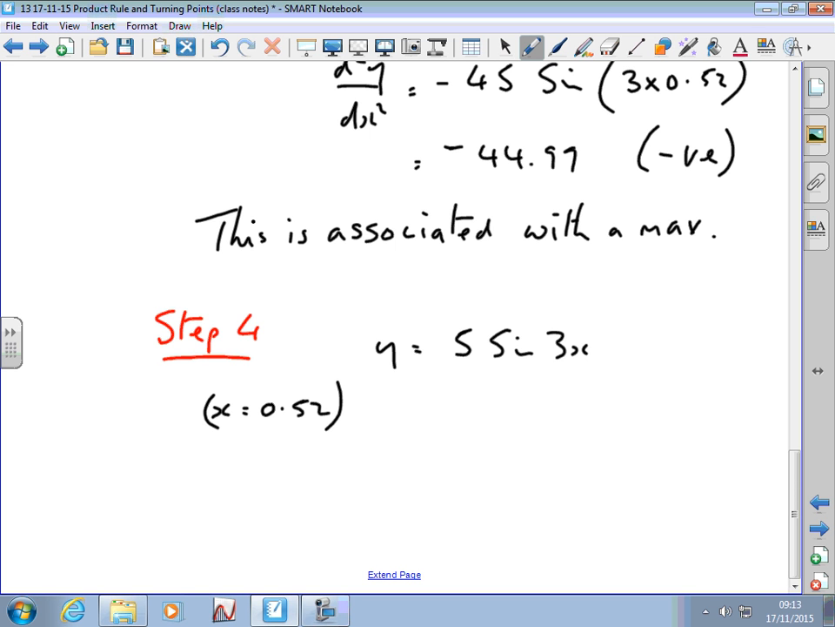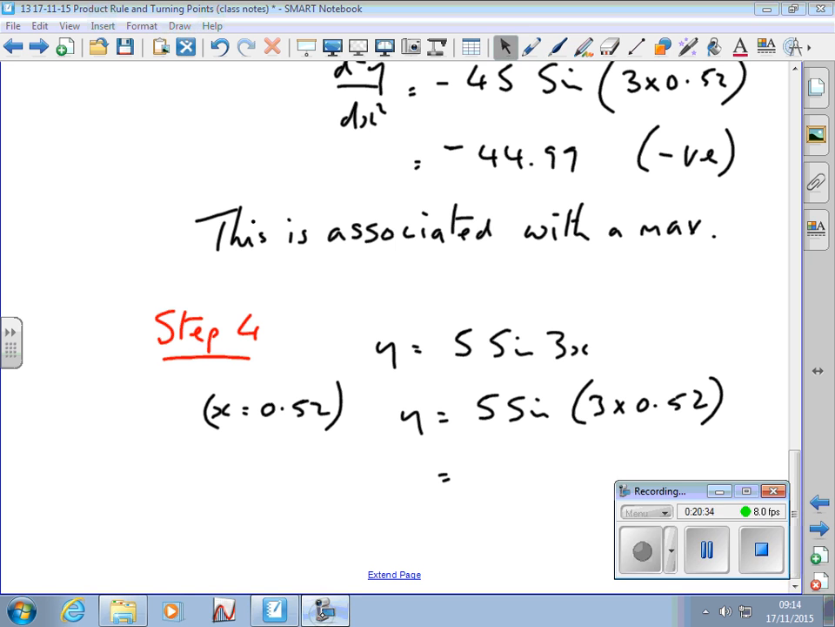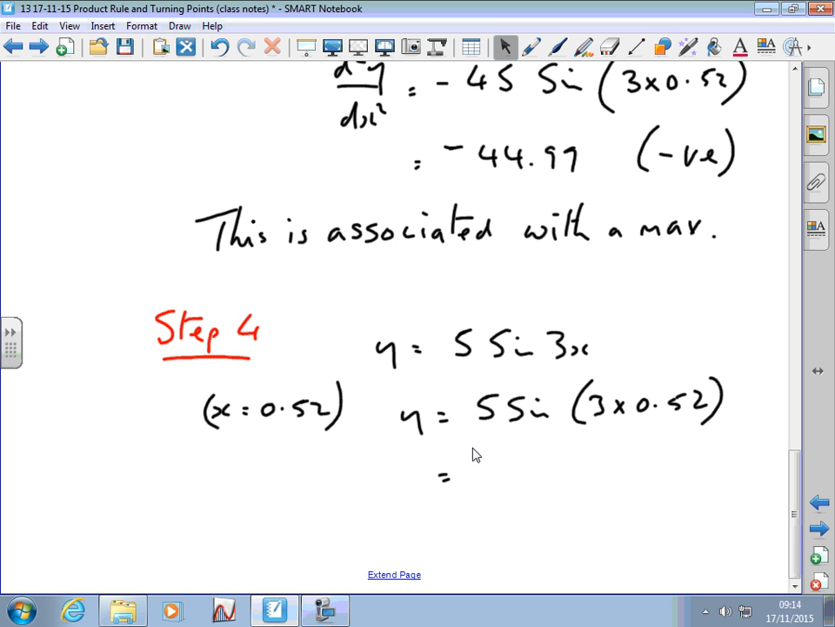We're going to have rounding issues here, so we might not get exactly 5. 5 sine 3 times 0.52. So we put that into our calculator, checking we're in radians. And it gives us around about 5. 5 to one significant figure, certainly. Confirming that we've got a maximum value of 5 at 0.52.